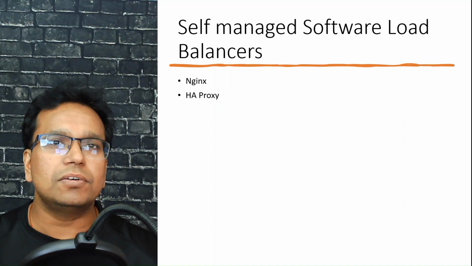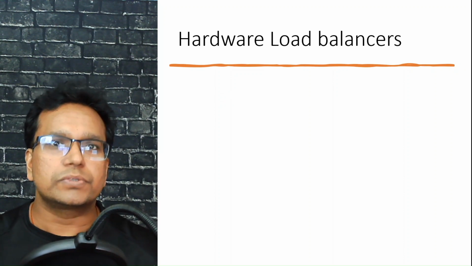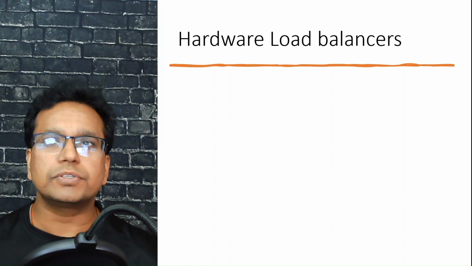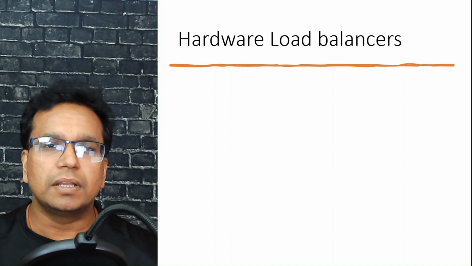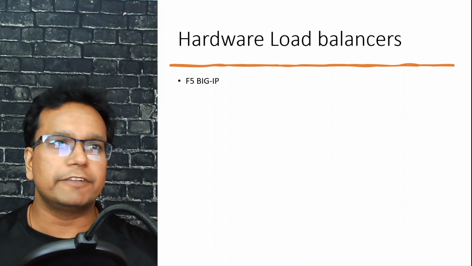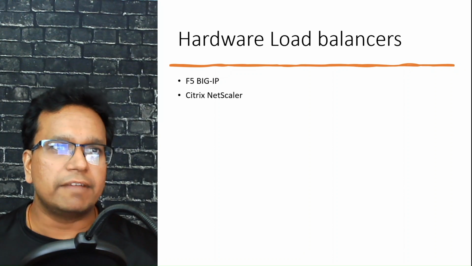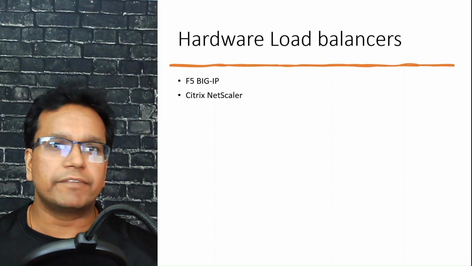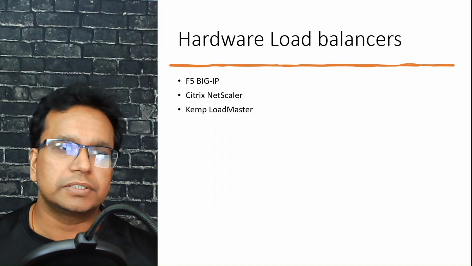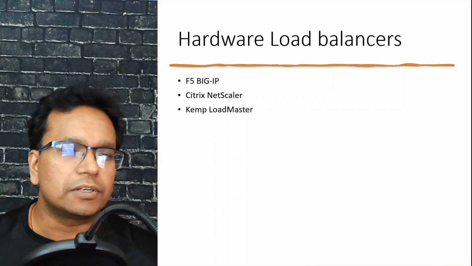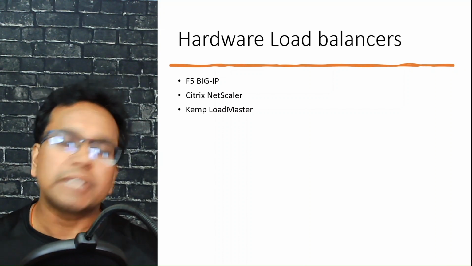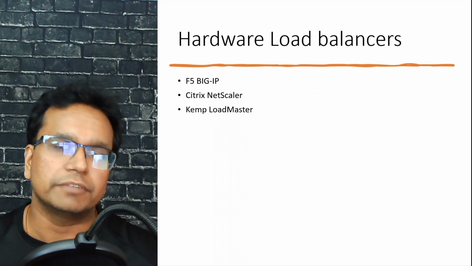Next, let's take a look at the hardware load balancers. Hardware load balancers are devices designed specifically for the purpose of load balancing network traffic. Here are a few examples of popular hardware load balancers: we have F5 Big-IP, Citrix NetScaler, and Kemp LoadMaster. Of course, if you want to drill down further, you can look at the documentation, but just knowing the names from the system design interview perspective is good enough.